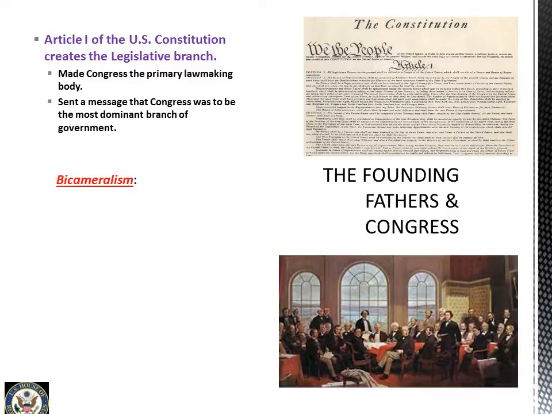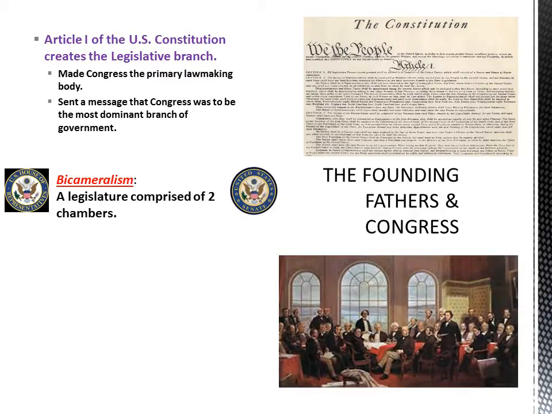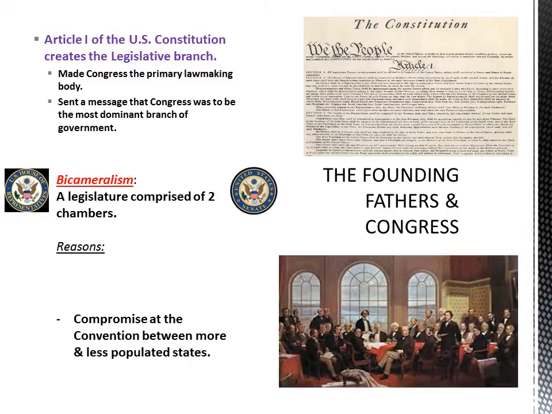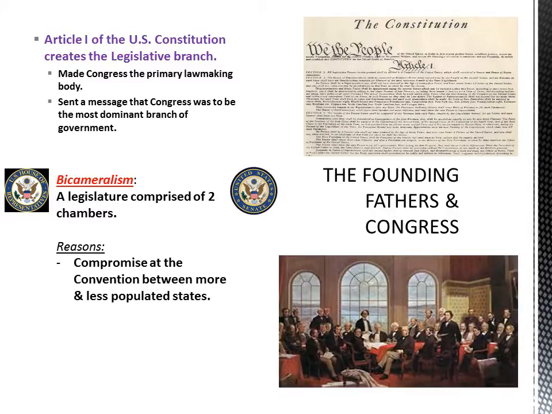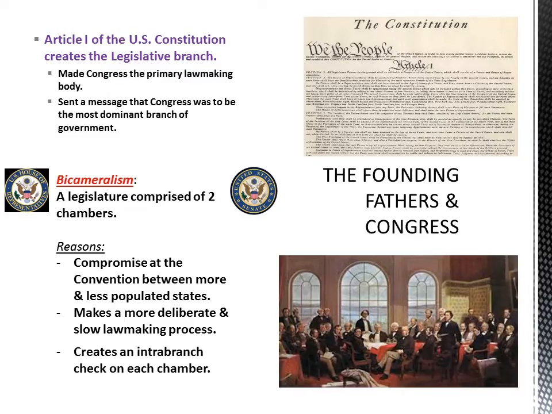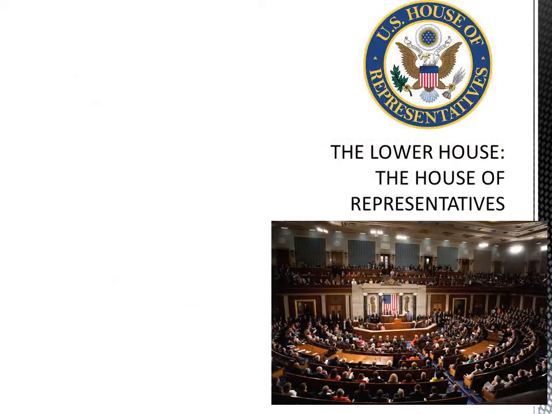They established our Congress to be bicameral. This means that it has two chambers to help with the lawmaking process. They did this for several reasons. One, it was a compromise that was reached at the Constitutional Convention between the more and less populated states. Two, it would create a more deliberate and slow lawmaking process so that they could assure that the laws being passed were for the good of the entire country. And it created an intra-branch check as the two chambers would be able to keep each other from gaining too much power. The lower of the two houses of Congress is known as the House of Representatives.